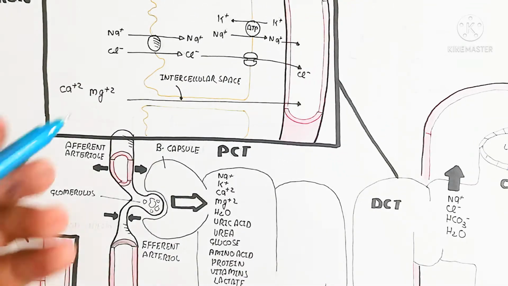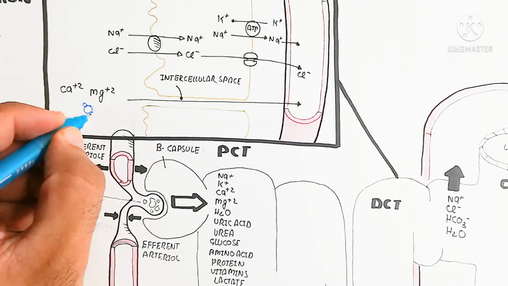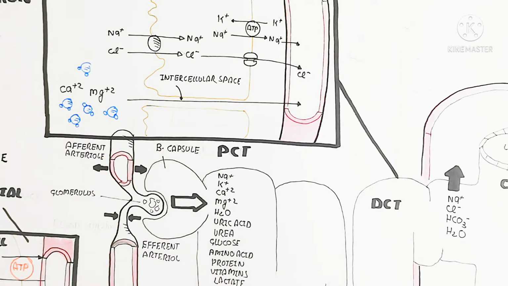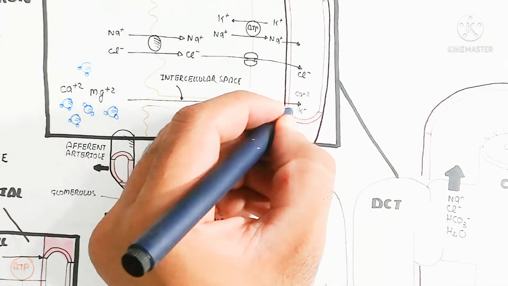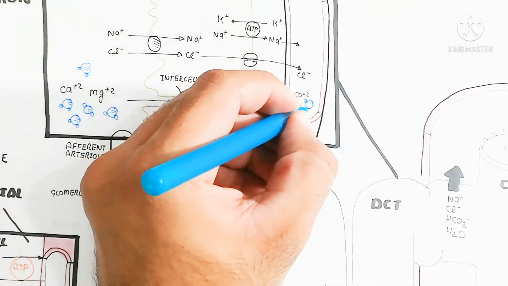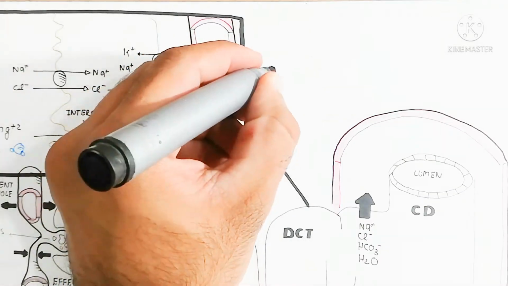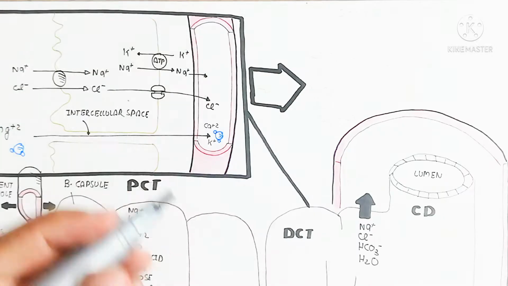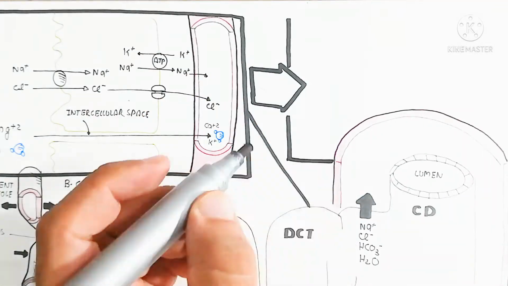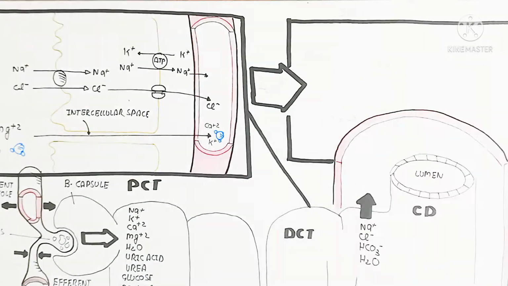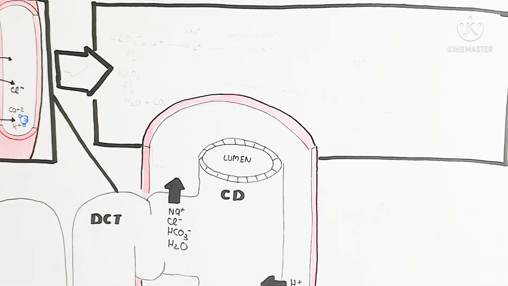The chloride will move to the blood circulatory system, while the calcium and magnesium directly diffuse into the intercellular space, and the water is also moving inside. In this way the magnesium and calcium can move directly through the distal convoluted tubule and into the blood circulatory system, while the sodium will be exchanged using ATP and the potassium will be secreted.